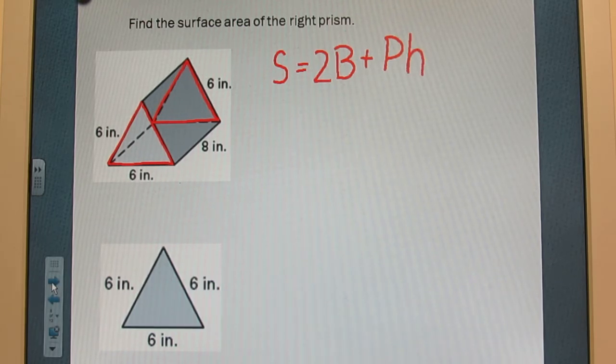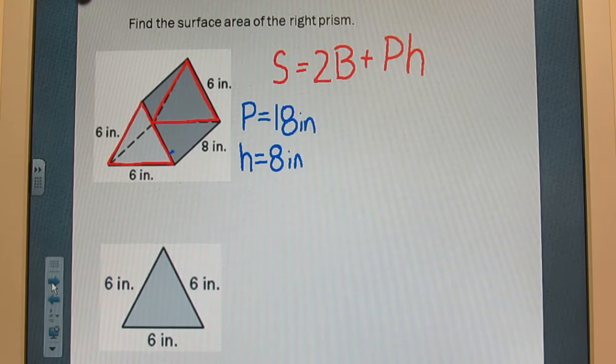Well, what do I already know? I know that the perimeter of my base is 6 times 3, because it's an equilateral triangle, so it's going to be 18 inches. And I know that my height is going to be 8 inches, because it's going to be perpendicular to my bases. So I'm looking for the surface area, and I know the perimeter, and I know the height. So I need to find the area of my base, my capital B.